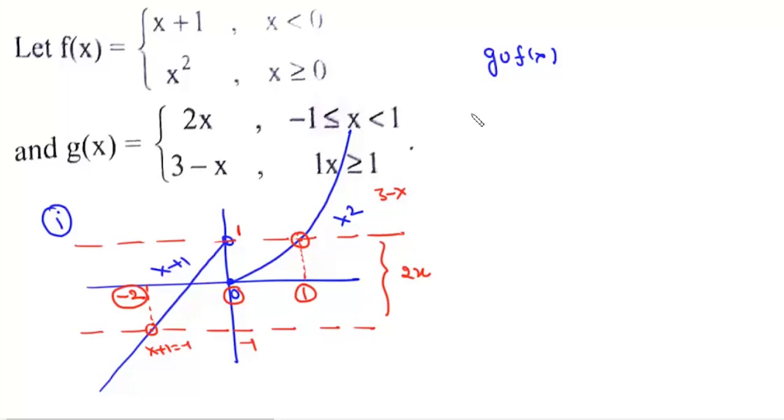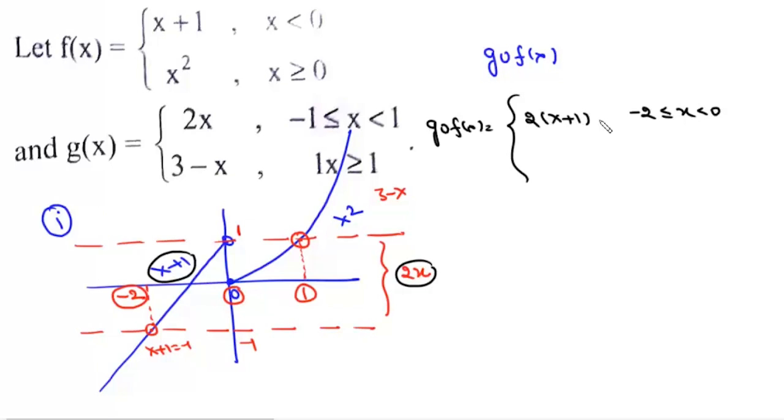Now we'll start writing g of f(x). The first interval is x lies between minus 2 and 0, not included. Here the definition of f is x plus 1, and we'll go to the definition of g which is 2x, so it'll simply be 2(x plus 1). Since this function is discontinuous at 0, we do not know whether we have to include 0 here or in the next one. So as of now, we won't bother about this equality sign.